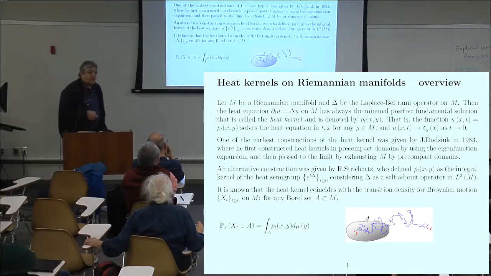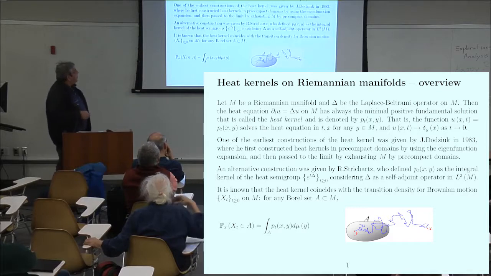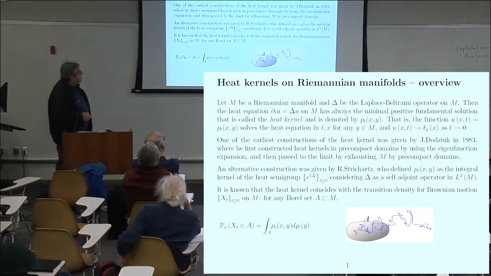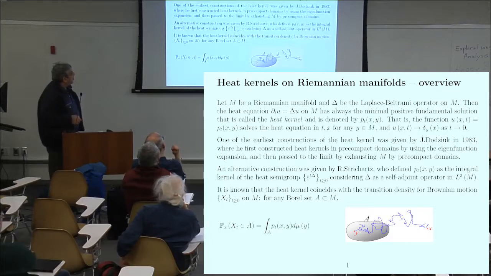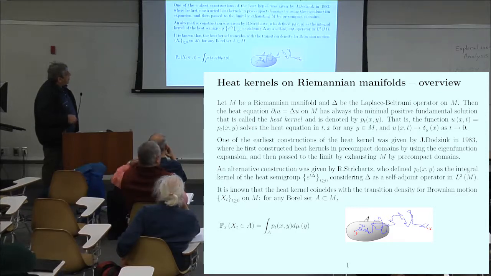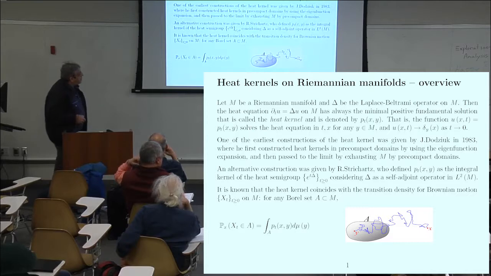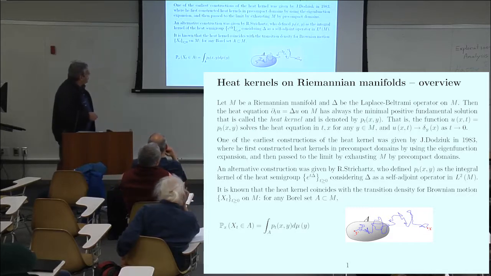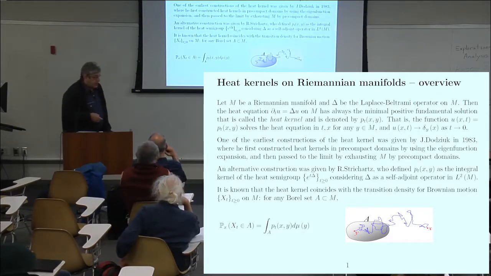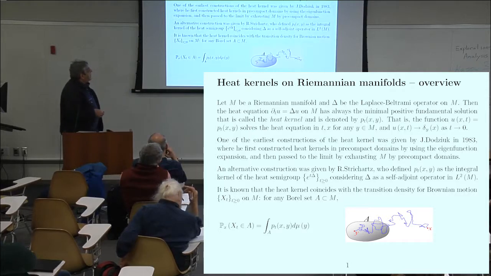Another alternative description of the heat kernel, a more probabilistic one, is that it is actually the same as the transition density for Brownian motion on a Riemannian manifold, which means that if you denote by X_t this random trajectory, then the probability that this trajectory hits a set A, a Borel set A, if started at point x, is given just by the integral of the heat kernel over the set A. So this is the transition probability, and this is its density.